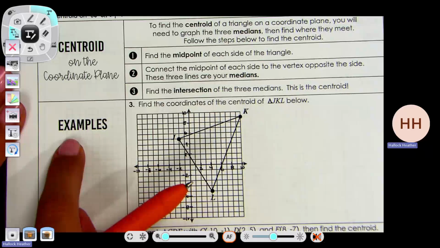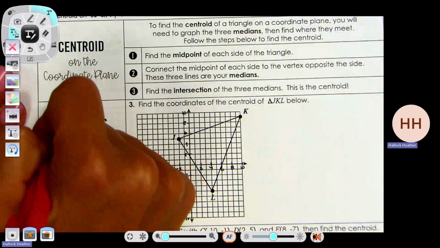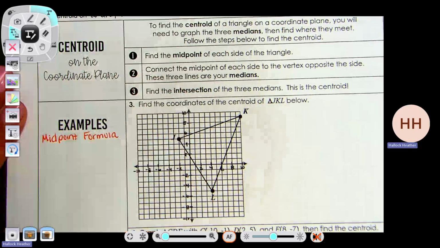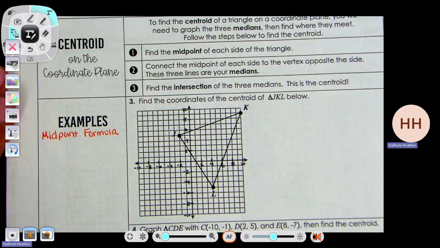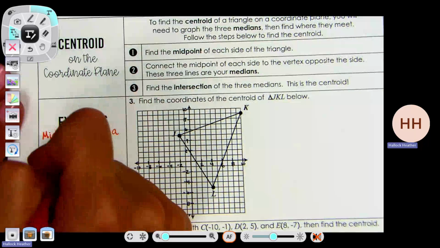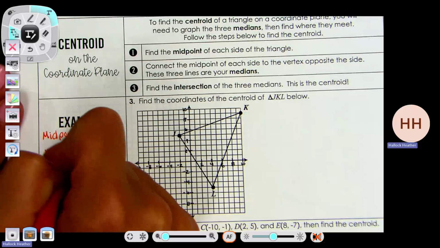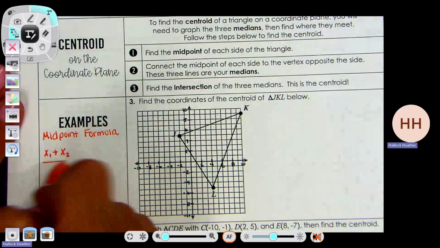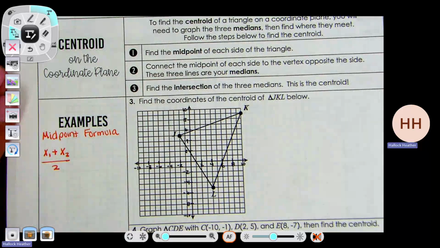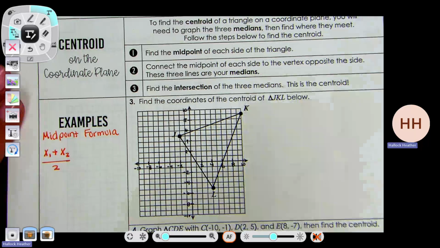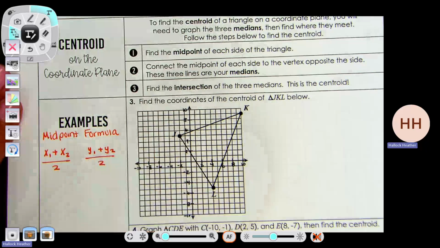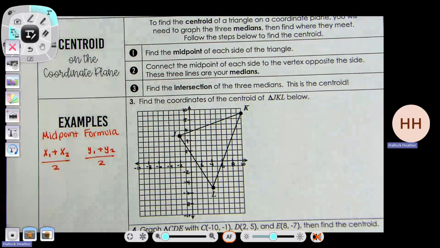So over here where it says examples, we're going to write the midpoint formula. Midpoint formula is from chapter 1. It's finding the middle of a line. So what we're going to do is take the x's, x1, and add it together with x2, and then you divide by 2. And then because it's a coordinate point, what you do with x, you also have to do with y. So we take the y's, y1, we add y2, and we divide by 2. So that's literally what we're doing today. This is from chapter 1.